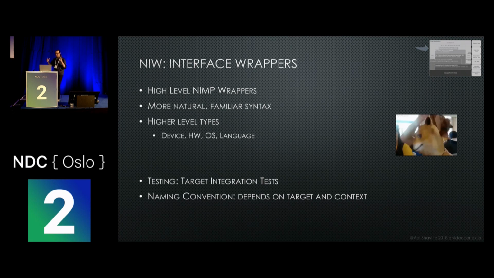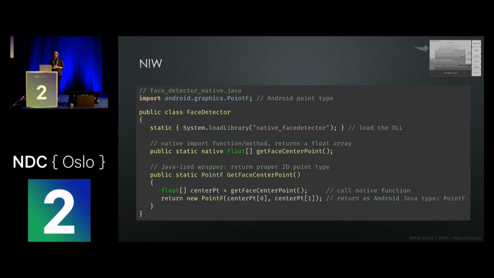And let's see an example. This is a slightly different example from Android or Java. So say I have this DLL that I wrote. It's called Native Face Detector. And I'm using the native interface of system load library to load this DLL. And it has one function called get face center point. And remember, this is just a binary interface into a DLL that's using a C ABI. So we can't use any classes here. And as you can see, it's returning an array of floats.